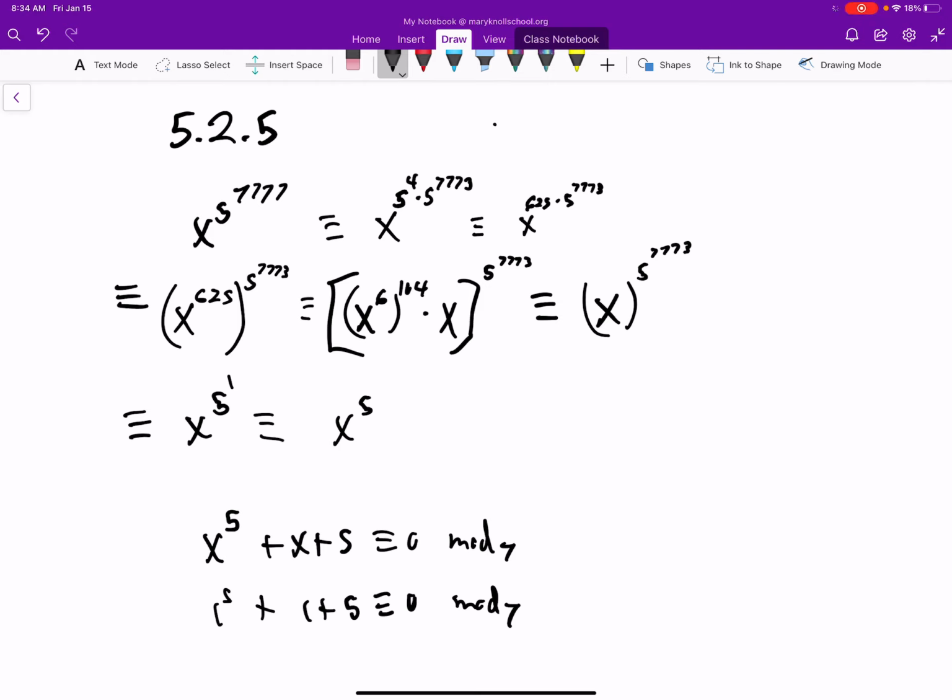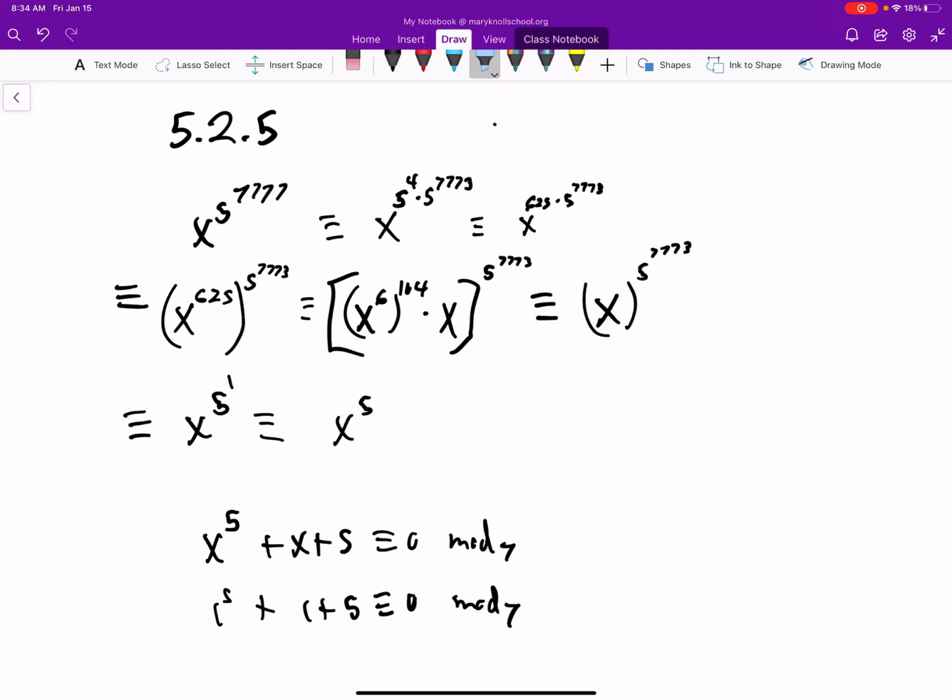Okay, we're looking at 5.2.5. So the first thing I did is I wanted to get an x to the sixth, which is this. And because I wanted that to be 1, I was hoping the whole thing would collapse down to 1. But I couldn't do it.